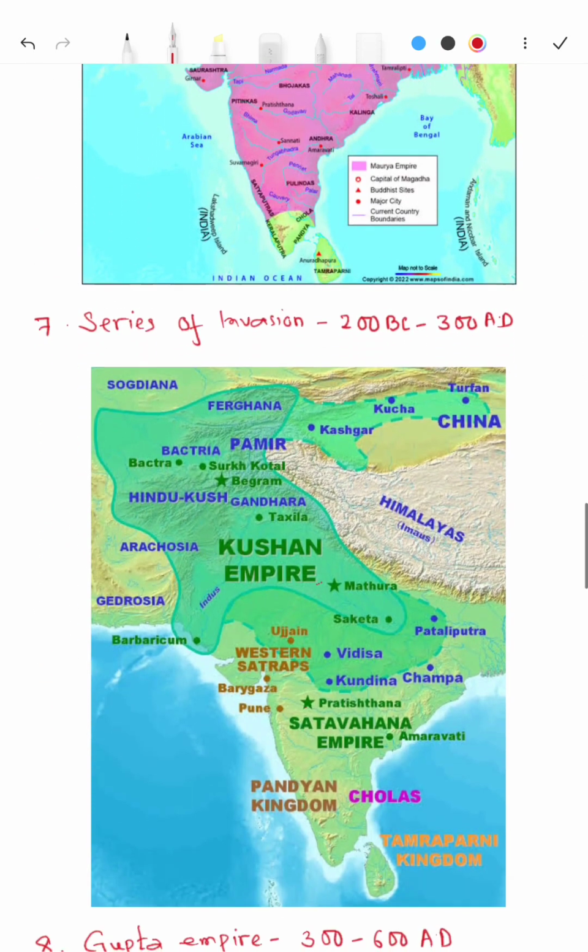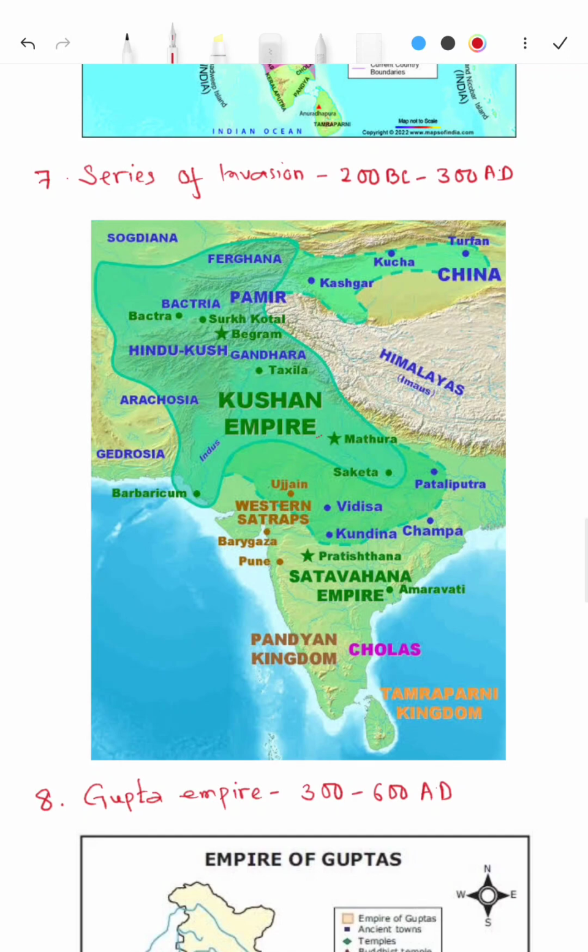And in the 7th, you see the series of invasions after the Mauryan Empire, that is the period between 200 BC to 300 AD. This series of invasions comes from the northern side. The first invaders are Indo-Greeks, and then Shakas, then the Parthians, and the last to come are the Kushans or the Kushanas. And in this period, if you see the southern side, the great power is the Satavahana Empire.